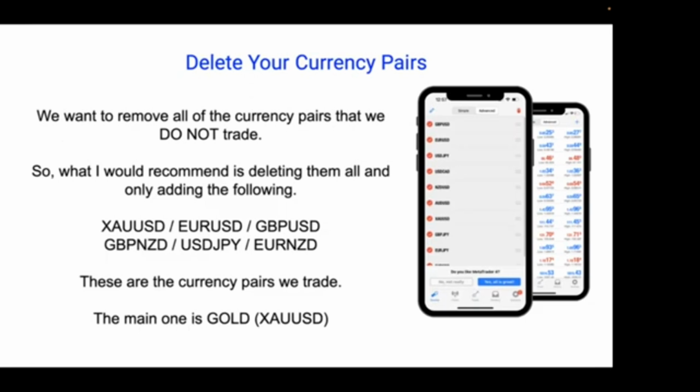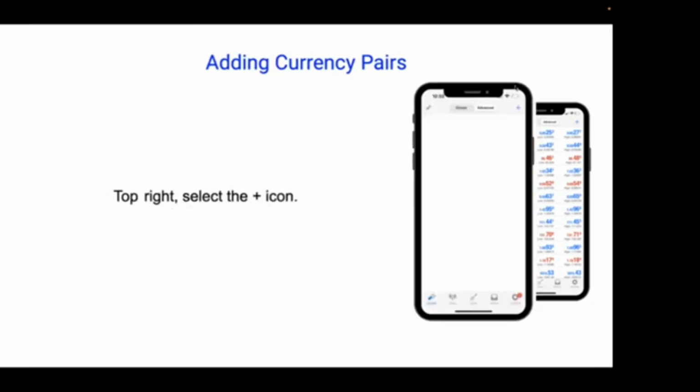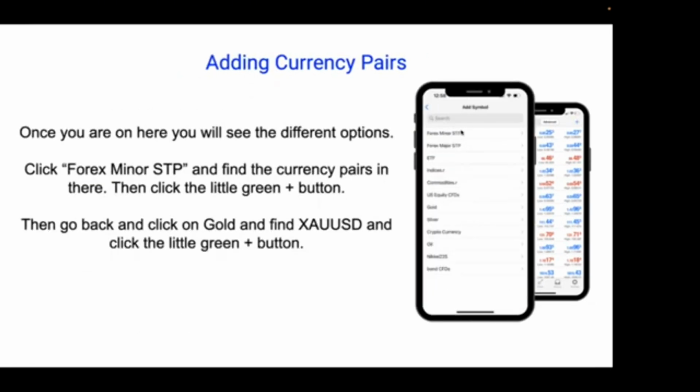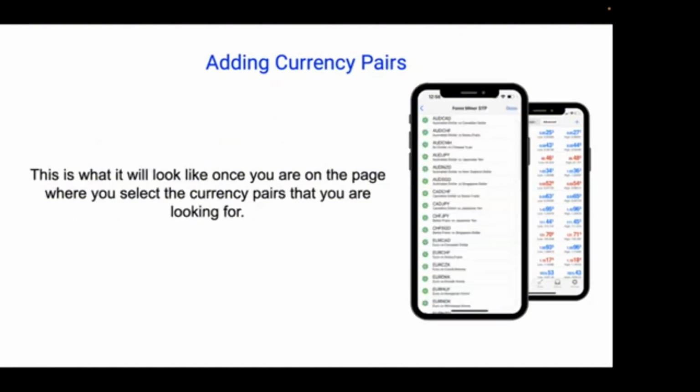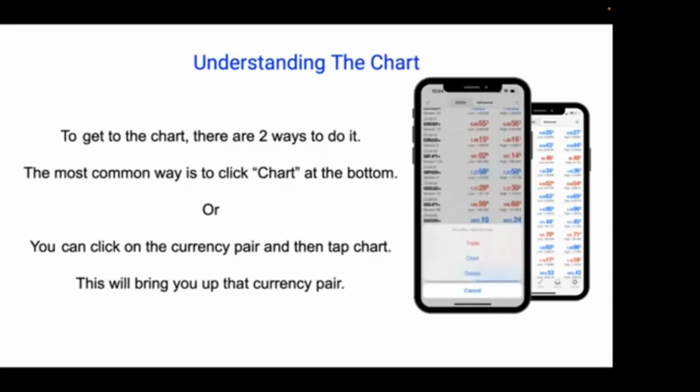Obviously, if we send them out in the group and it's a little bit different, you just click on the plus, click into Forex Miner STP, and the list will look like this. All you have to do is click the little green button and it will add them to your quote section. Next, now you've got everything set up, the pairs that you're going to trade, we're going to show you how to navigate to the chart.